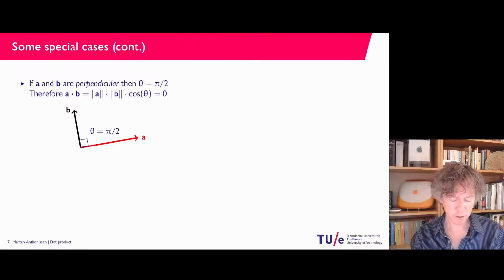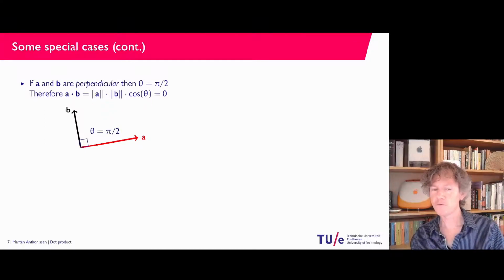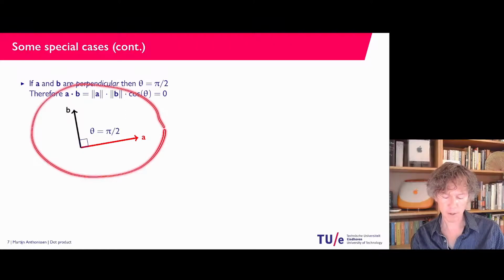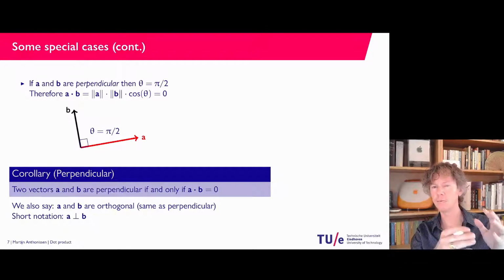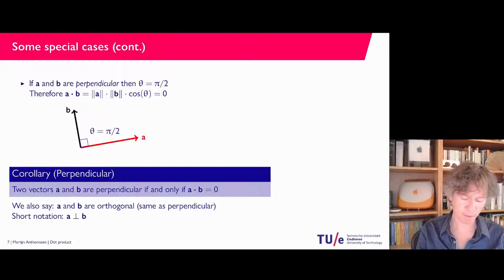So what we then find is that the dot product of A and B is length A, length B, cosine theta. And cosine theta for theta equals pi over 2, that's 0. So apparently, if two vectors make a 90-degree angle, like here, their dot product equals 0. So let's put that as a corollary. A corollary is like a consequence of a theorem. So you have a theorem and then something follows from it. That's in mathematics called a corollary.